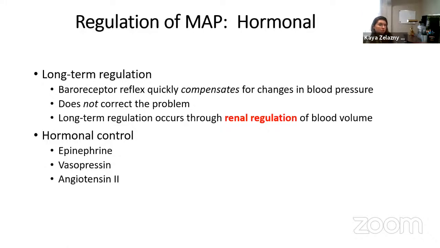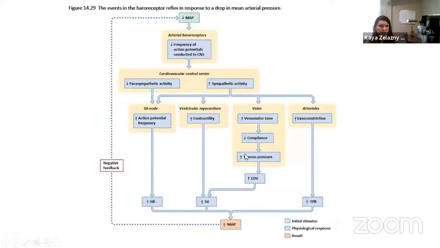So that brings us to our regulation of MAP through hormonal control. What we talked about on Monday was basically neural control and this baroreceptor reflex, right? That was actually what this original drawing was for. This reflex where baroreceptors in your arteries sense a sudden drop in blood pressure, and so they immediately pump it back up a little bit because that's dangerous. You don't want to faint.